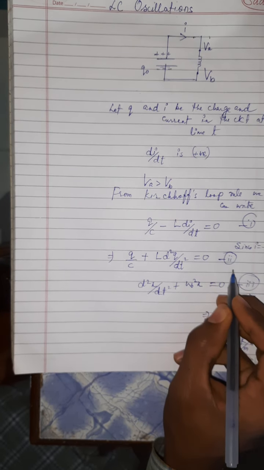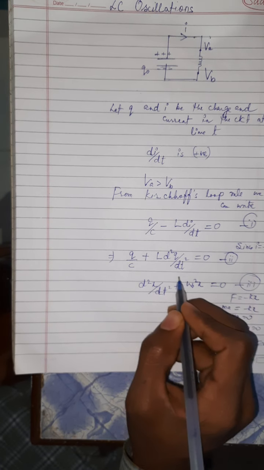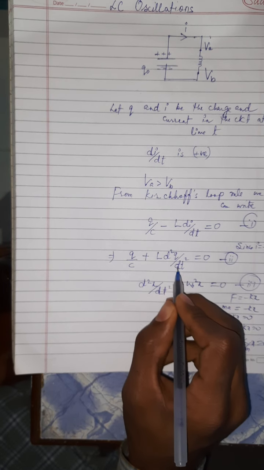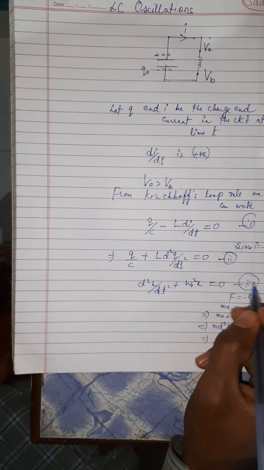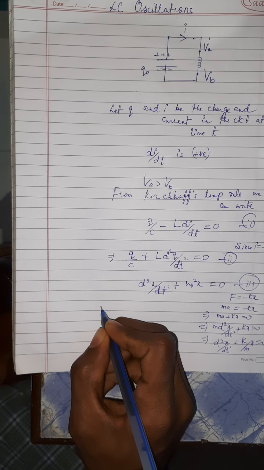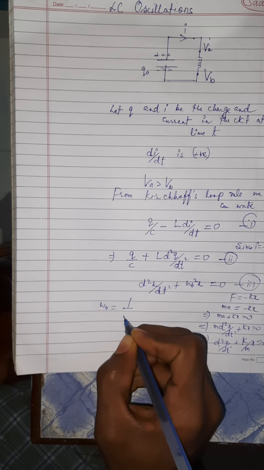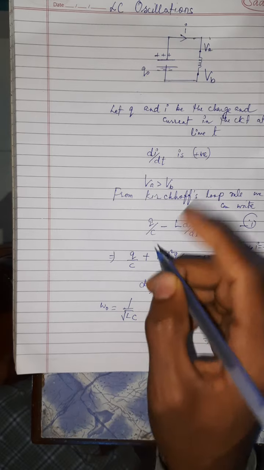So by correlating equation second and equation 3, we can come to know at what frequency the charge is oscillating in the circuit. On comparing these two equations, we will have natural frequency omega naught equal to 1 by root LC. Means at this frequency the charge is oscillating in the circuit.